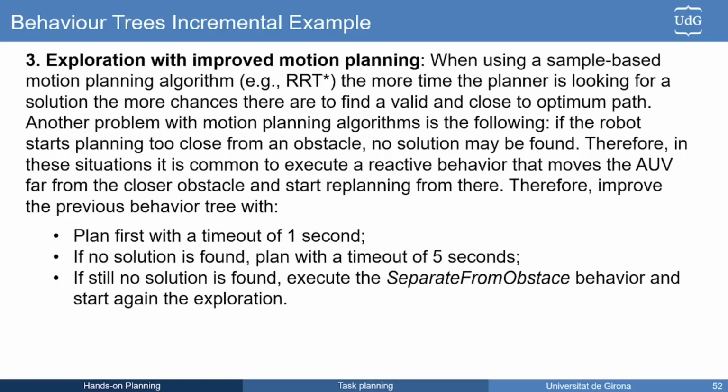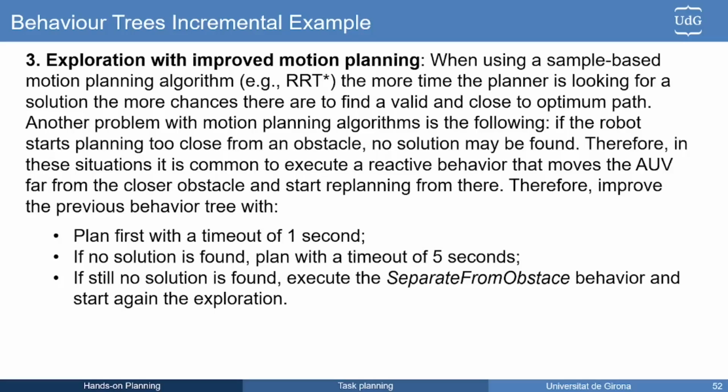But what happens if it still fails with 5 seconds? Then maybe it's the situation I told you about, in which the robot is very close to a corner or something, and all the paths fail, and you have to move your robot a little bit and then plan from there. Then if still no solution is found, execute this separate from obstacle behavior. Let's see how we can improve this part, adding these things.